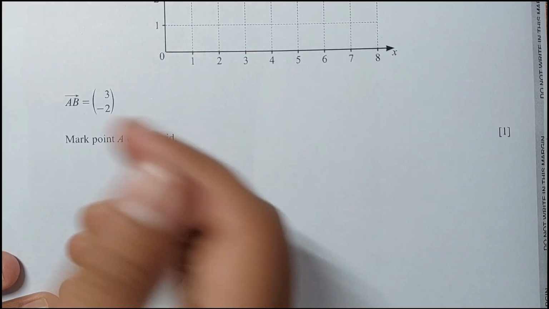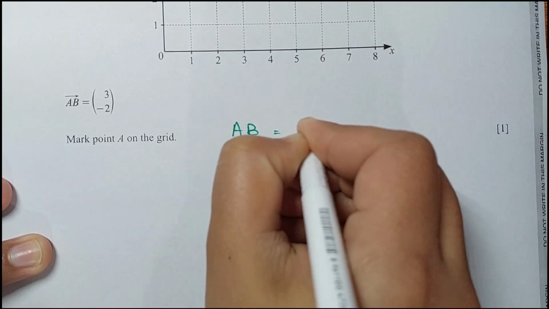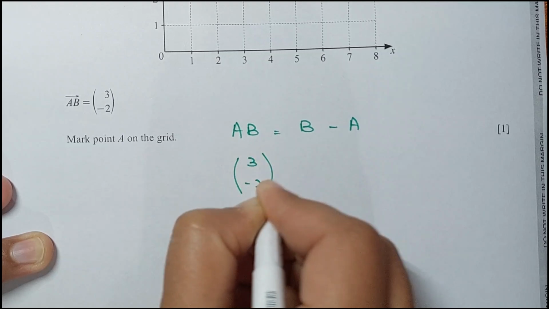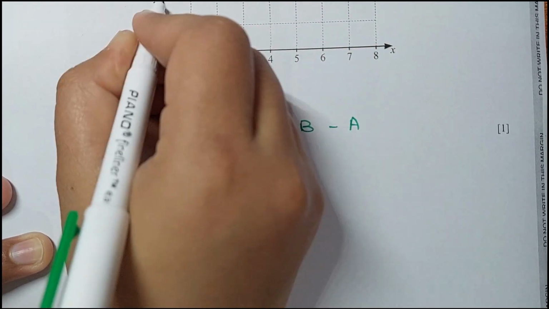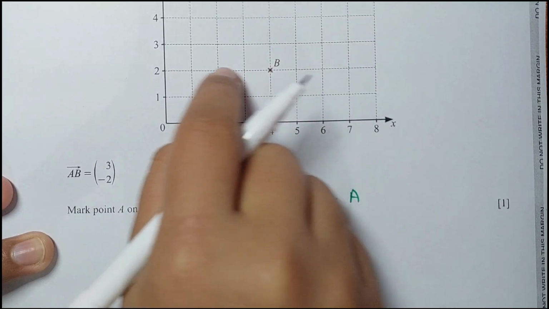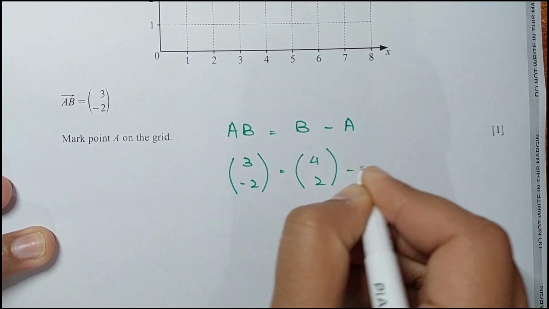Okay, so solve for A first. AB is basically equal to B minus A. AB is (3, -2). What is B? B is (4, 2). You can see the x coordinate of B is 4 and the y coordinate of B is 2. So this is (4, 2) minus some A.